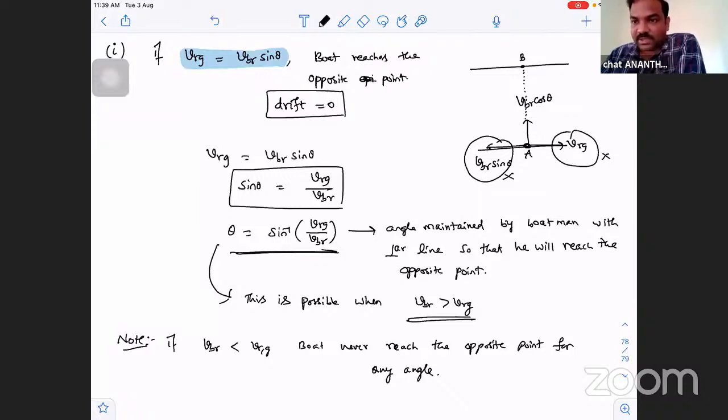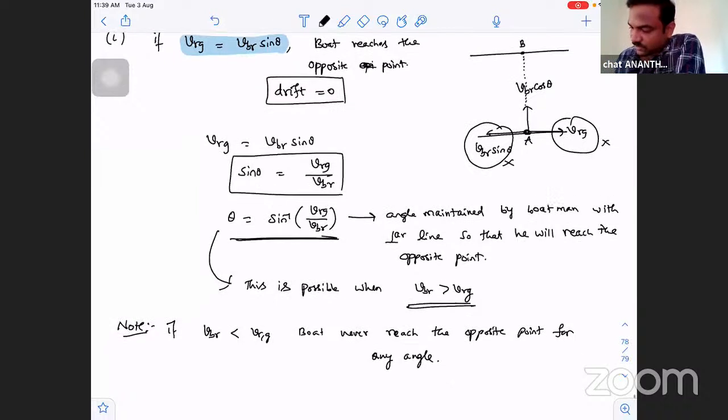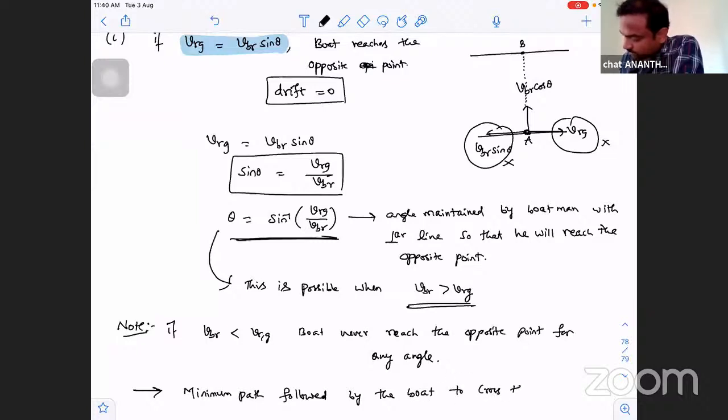So we know the condition to reach the opposite point. What is the condition? Sin inverse VRG by VBR. If the boatman is maintaining this angle, definitely he will reach the B point, which is zero drift. Can I say this is the minimum path followed by the boat to cross the river?